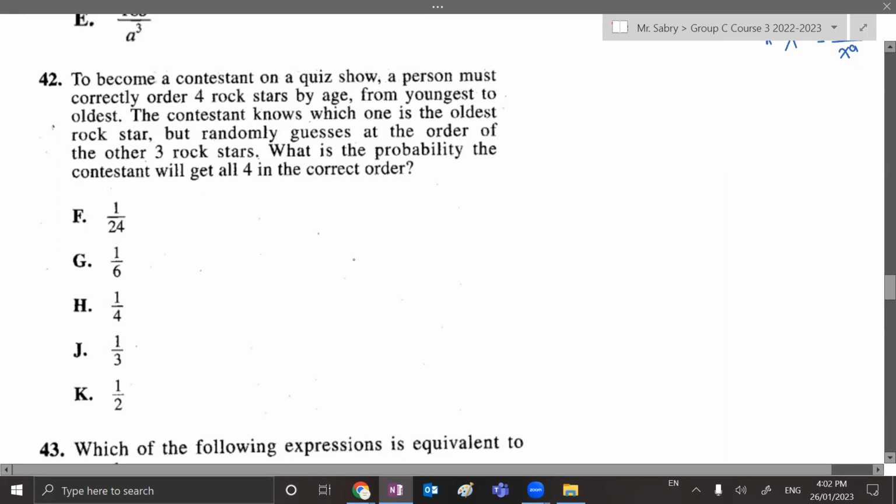So, we have 4 rock stars, 4 spaces, first of all. And we know which one of them is the oldest. So we know the last one. We know there's only one option to select in the last space because we know which one is the oldest.